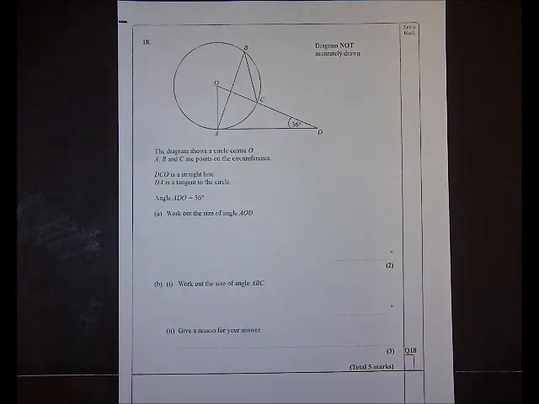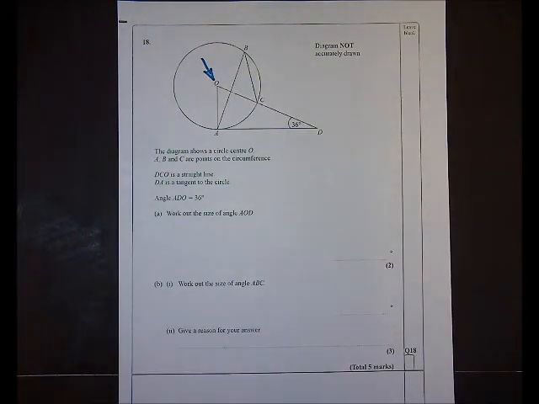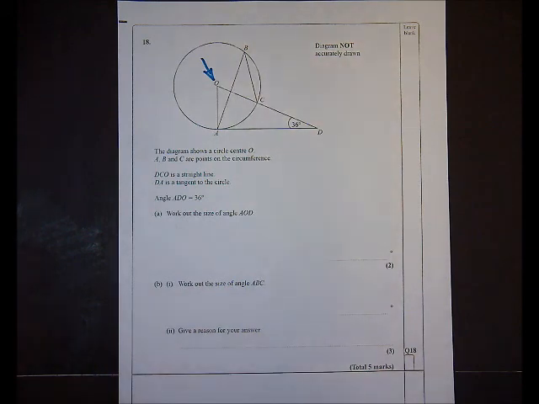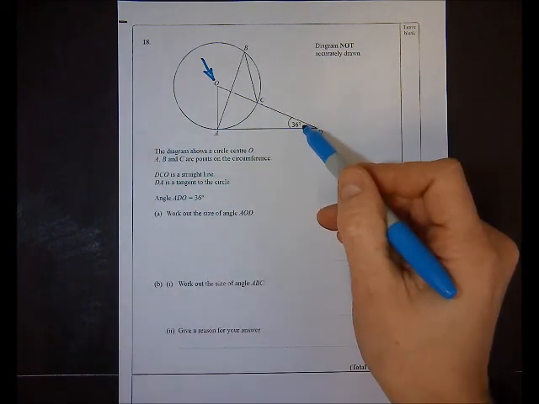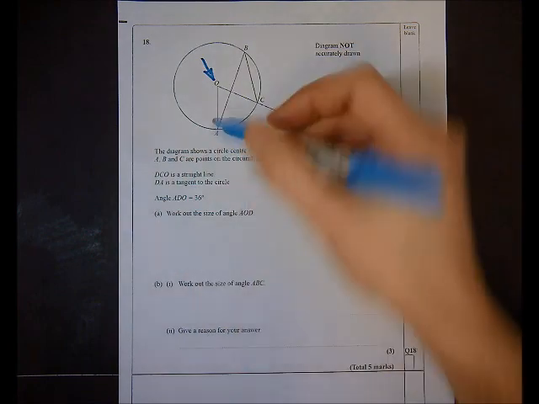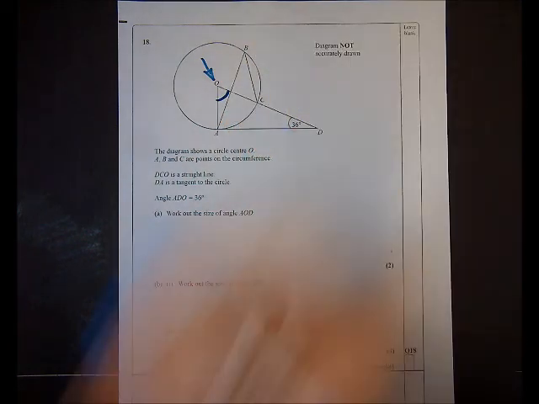On question 18, I'm shown a diagram. I'm told that the circle has a centre of O, which could be important, and that ABC are on the circumference, which I can see from the diagram, and that DCO is a straight line, so DC to O is a straight line, and that is important. I'm told that DA is a tangent to the circle, and that's this line here, and that ADO is 36, that's shown on the diagram. And I'm asked to work out the size of angle AOD. So AOD is this angle here.